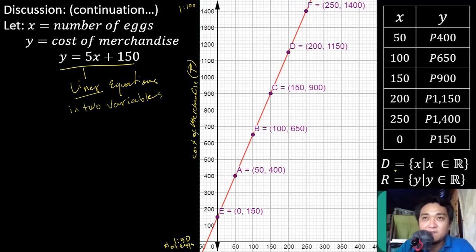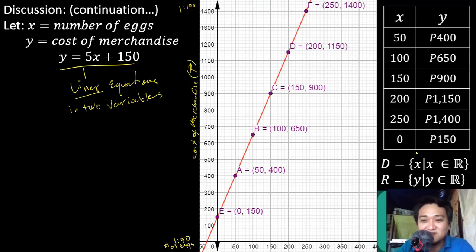The domain here for x is x such that x is an element of real numbers. To be specific, all the domains are mentioned on this table for the value of x, and all of these are real numbers: 50, 100, 150, 200, 250, and so on.